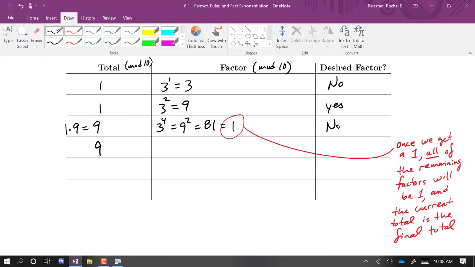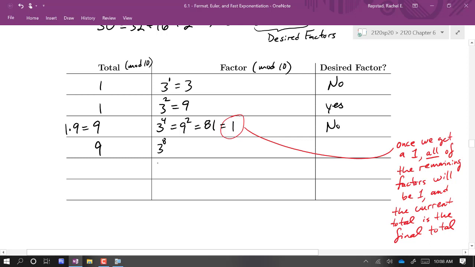So our next factors, 3 to the 8th, 3 to the 16th, 3 to the 32nd, these are all 1. And regardless of whether they're desired or not, this total is going to hold at 9. So we know that 3 to the 50th is equal to 9 mod 10. Now that's kind of a cool result.